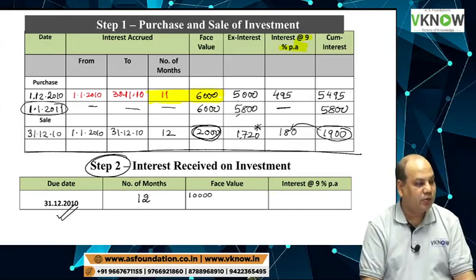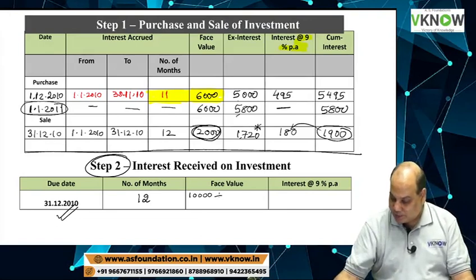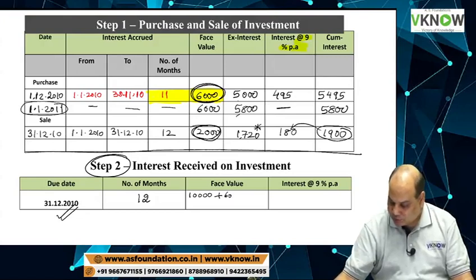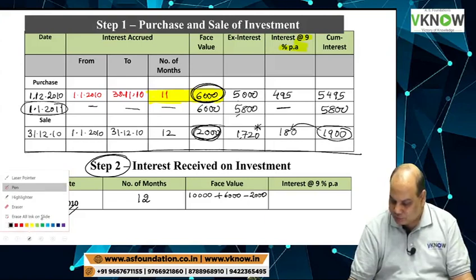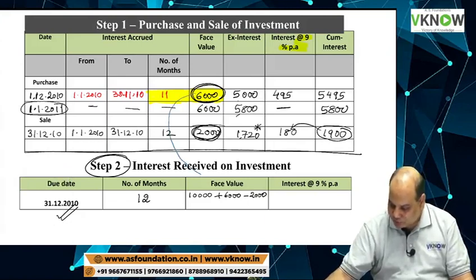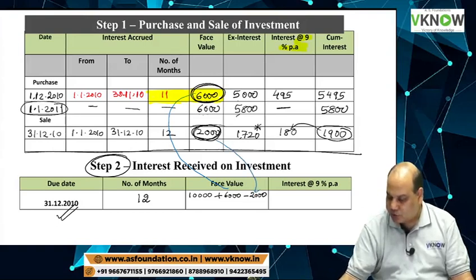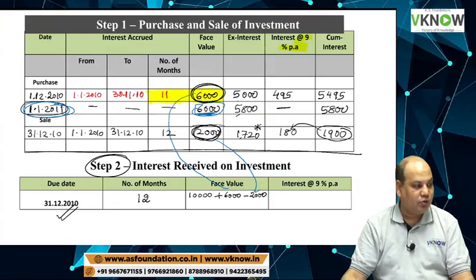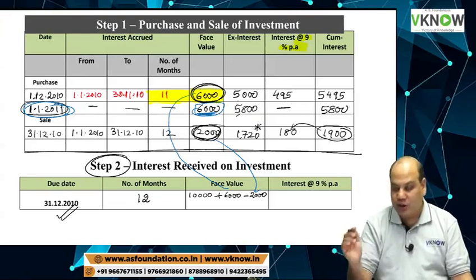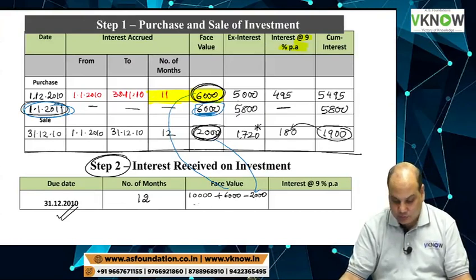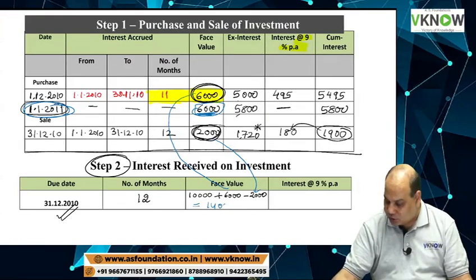Company had 10,000 rupees opening balance, plus company purchased this 6,000 rupees investment, but company also sold investment of 2,000 rupees face value. What about this other 6,000? This was purchased on 1st January. That is next day. So that will not be discussed right now. Opening 10,000 plus 6,000 minus 2,000, and that makes it 14,000 rupees.